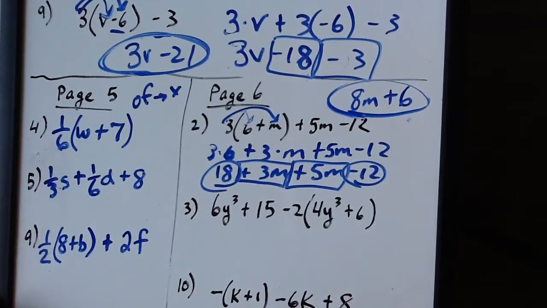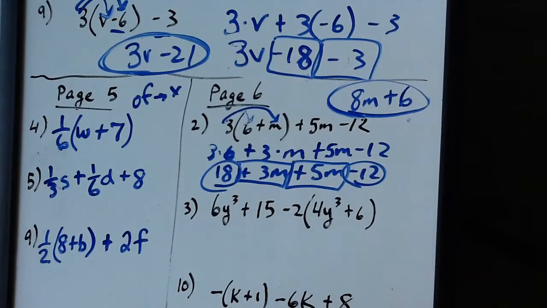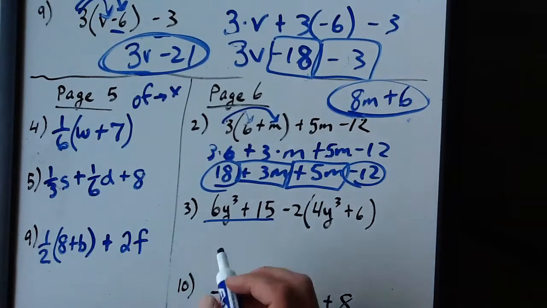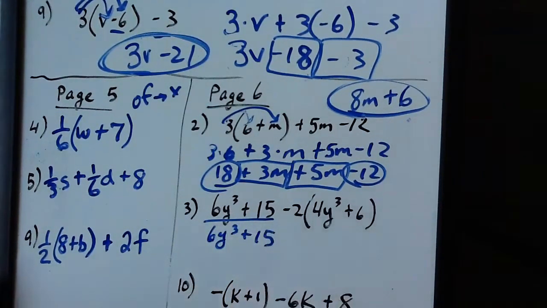Number 3, I have 6y cubed plus 15 minus 2 times 4y cubed plus 6. Now in number 3 you have this term, which is negative 2. Remember that the sign in front of the number needs to go with the number. So this is a negative 2 being distributed to both of those terms. Now these terms, 6y cubed plus 15, I'm not going to do anything with those until after I distribute. So all I'm going to do is bring those down. 6y cubed plus 15. Just bring them down to the next line.